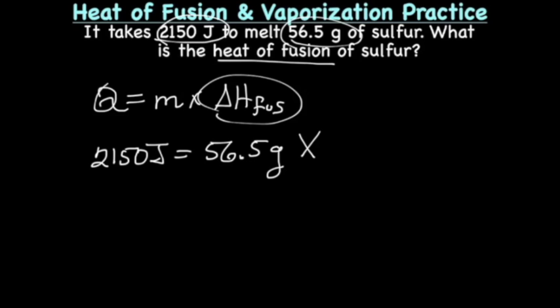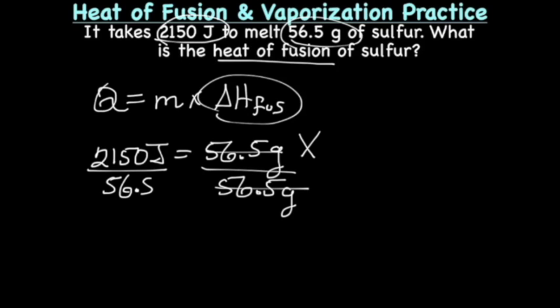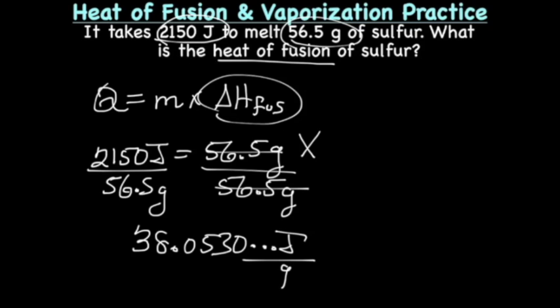So, to solve for x, we'll divide both sides by 56.5 grams, and that gives us 38.0530, etc. joules per gram.